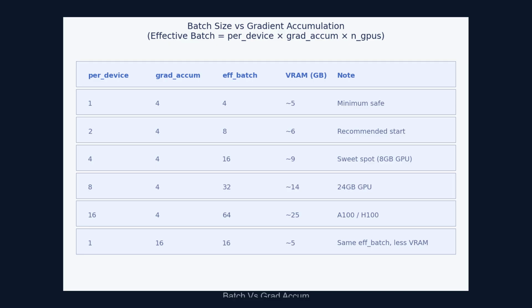The VRAM requirement scales with per-device batch size, not effective batch size, which is exactly why gradient accumulation is so valuable. You get the optimizer stability of a large batch without the memory cost. With two P40s in your system, you can double the effective batch size at the same per-device memory footprint.